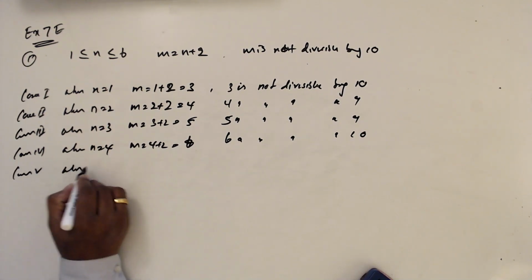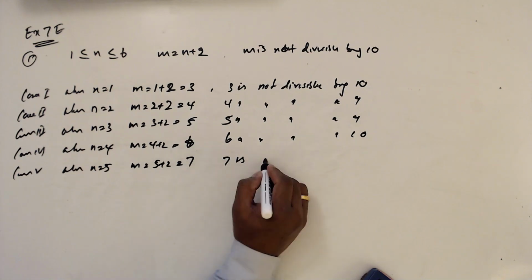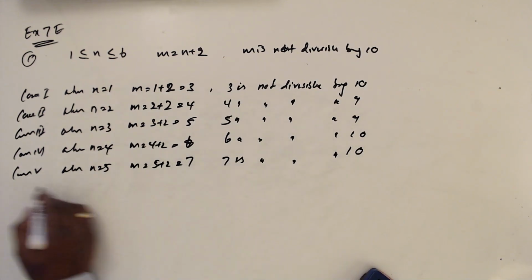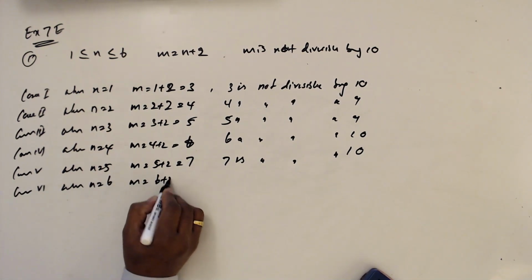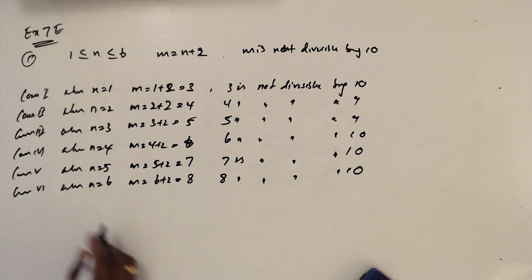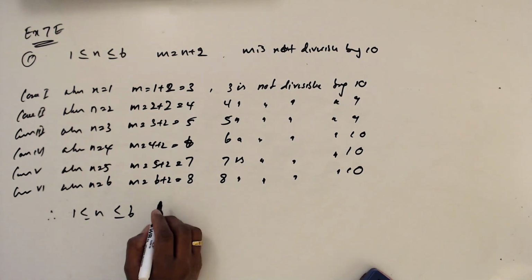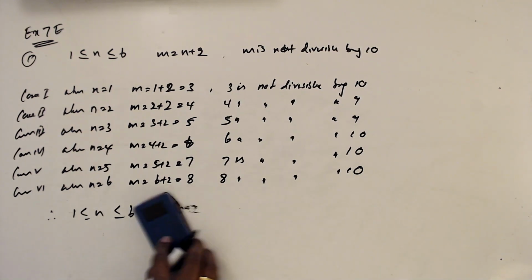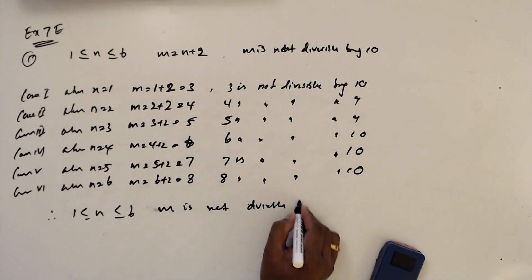Case 5, when n equals 5, m equals 5 plus 2, 7. 7 is not divisible by 10. And case 6, when n equals 6, m equals 6 plus 2 equals 8. 8 is not divisible by 10. So we have discussed all the cases, hence 1 ≤ n ≤ 6 and in this interval, m equals n plus 2, m is not divisible by 10.